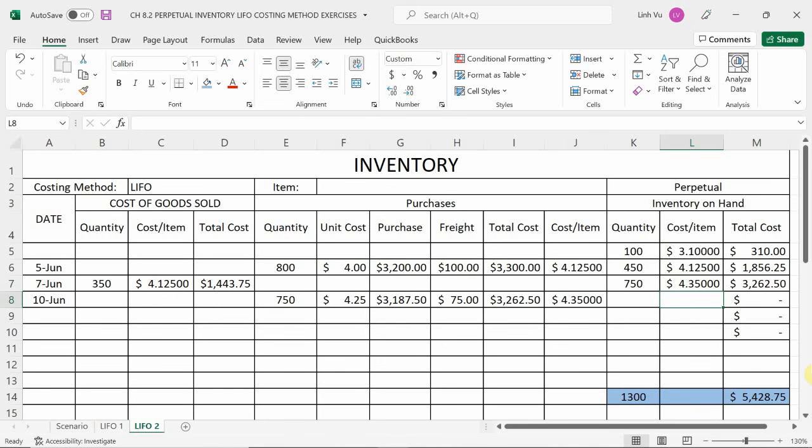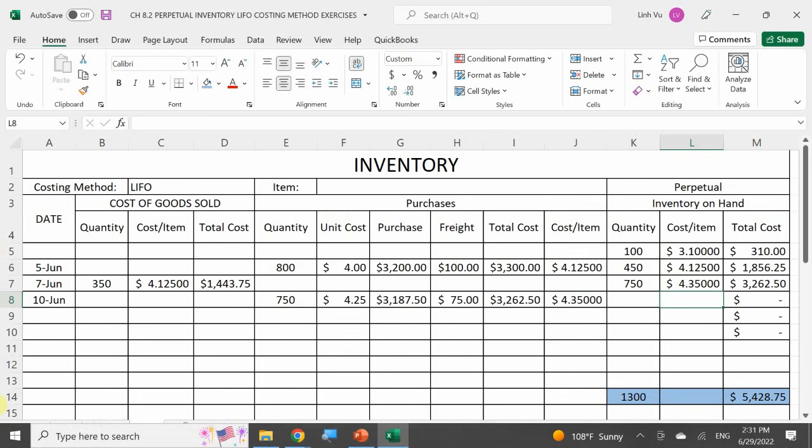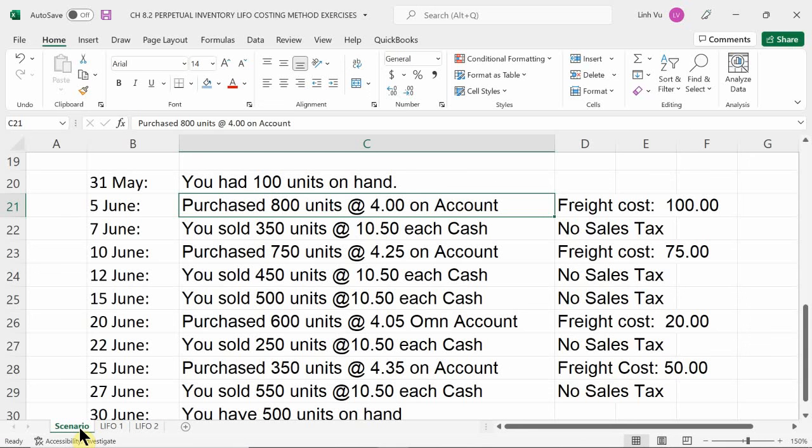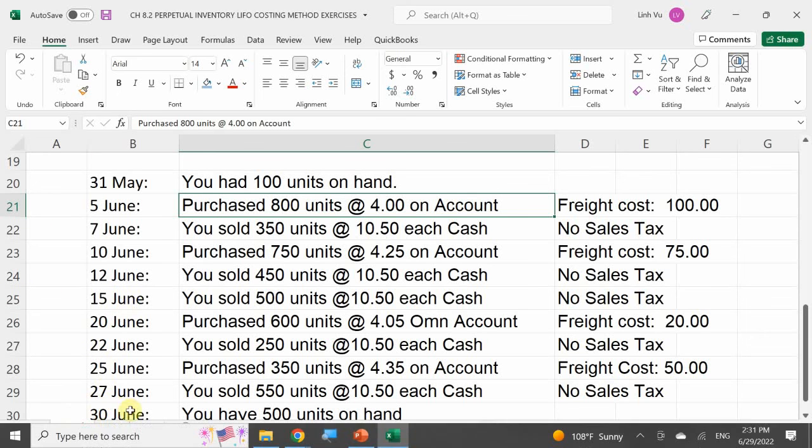So now I have 3 batches of inventory. I have my beginning inventory that I carried from the previous one. I have 450 left from my second batch of inventory, and I just purchased another 750 units. So I have a total of 1,300 units available to sell. So then let's see what happened next. You end up selling on June 12th, 450 units.